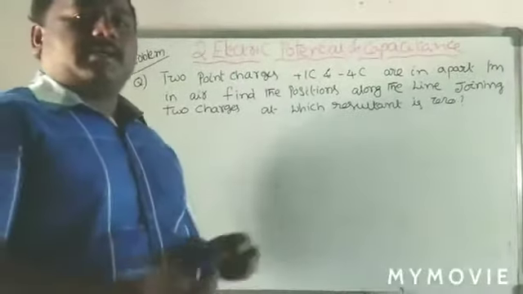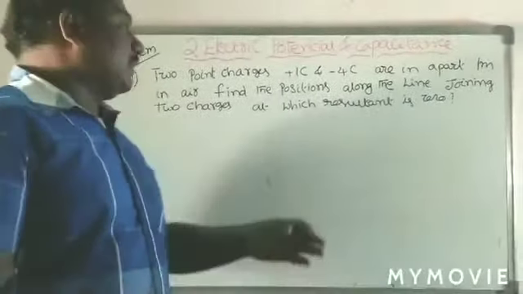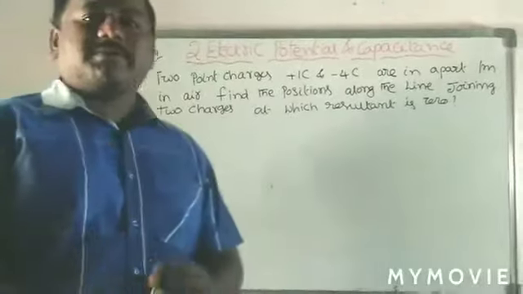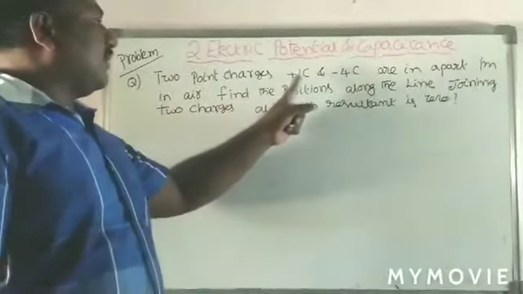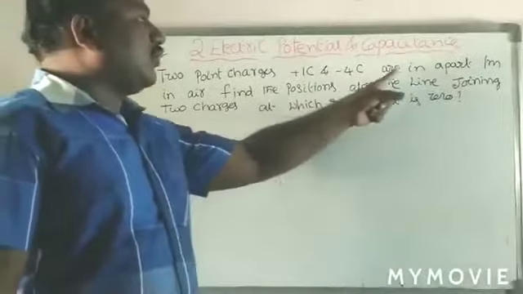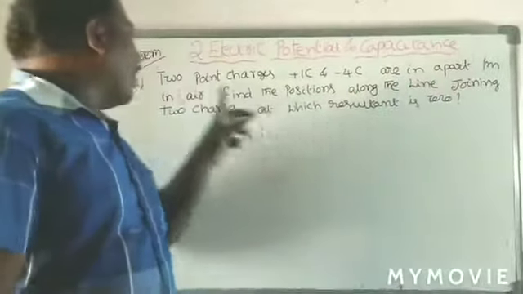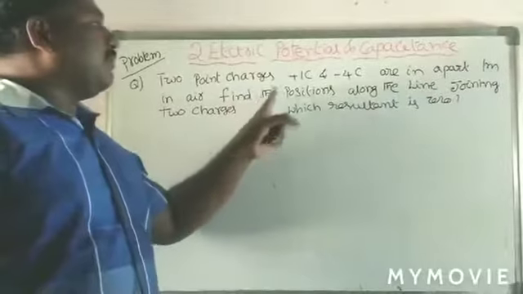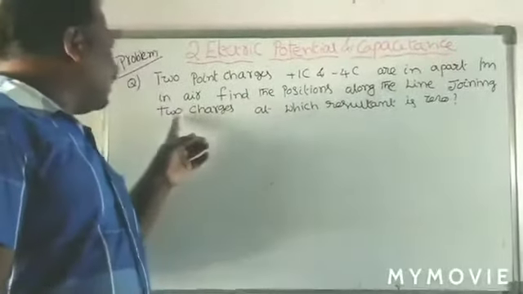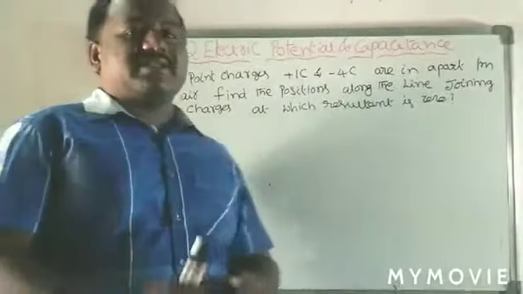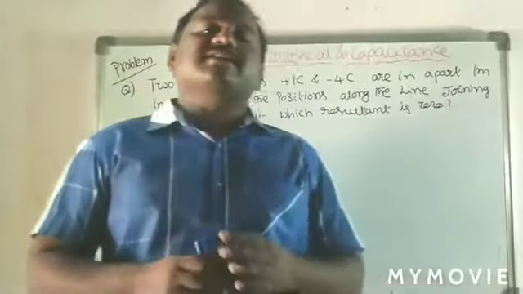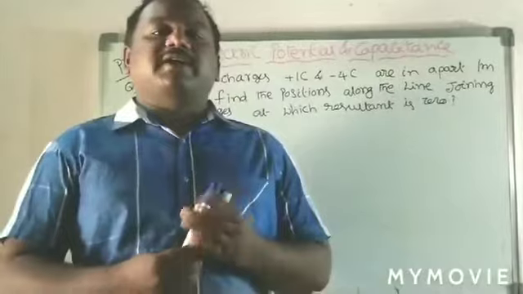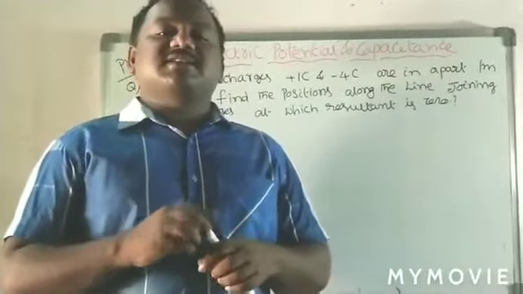Now see an important model problem. Previously, this type of problem has been given. See here, 2 point charges, 1 coulomb and minus 4 coulomb, are 1 meter apart in air. Find the position along the line joining the two charges at which the resultant potential is 0. Here, resultant potential of 0 is known as the null point. At that null point, the total potential is 0.